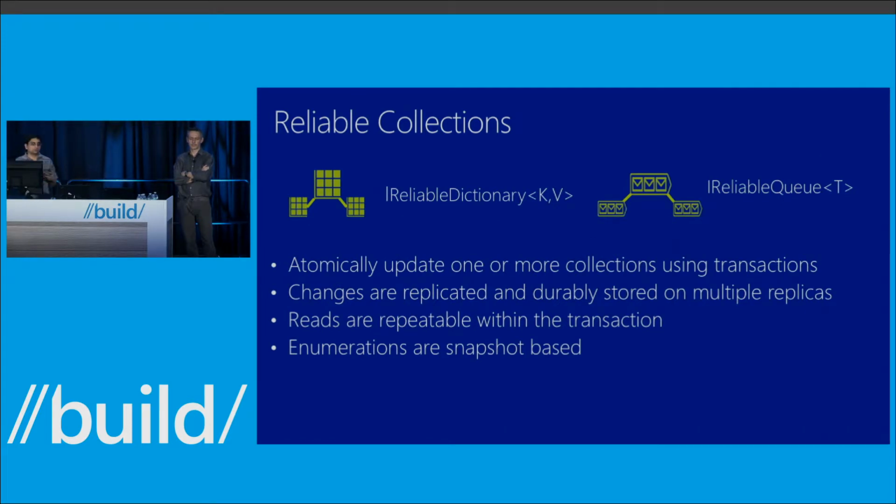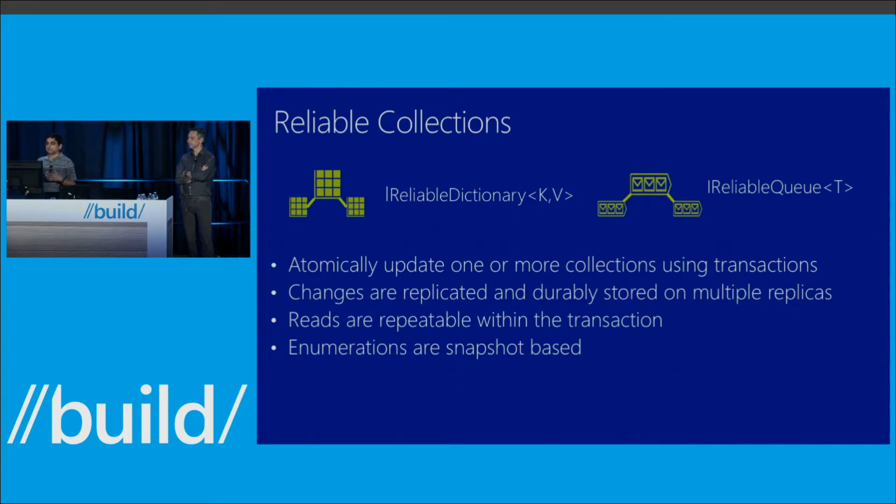So what are the two? There are two reliable collections that we offer out of the box. You can use a reliable dictionary of key and value, or you can use reliable queues. You can atomically update one or more of these collections. So you can instantiate one reliable dictionary inside your service, or 10 reliable dictionaries. You can instantiate one queue, or 5 queues and 5 dictionaries. It's up to you. And you can atomically update these collections using transactions. So the transactions span those reliable collections.